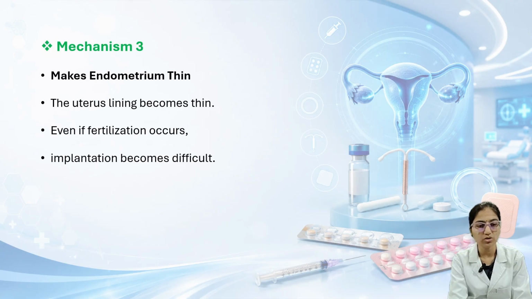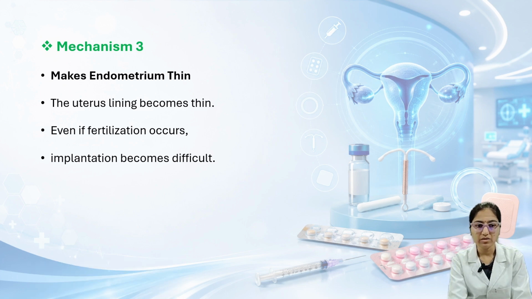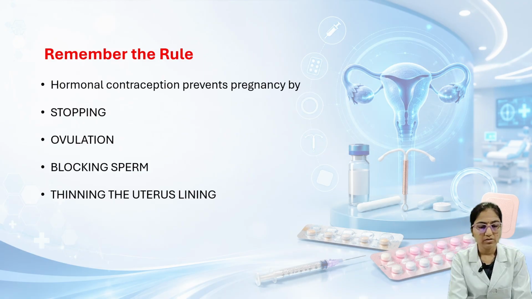And then comes the third mechanism, makes the endometrium thin. Here, the uterus lining becomes thin. Even if fertilization occurs, implantation becomes difficult when the endometrium is thin. Here we need to remember this: hormonal contraception prevents pregnancy by stopping ovulation, blocking sperm, and thinning the uterus lining.